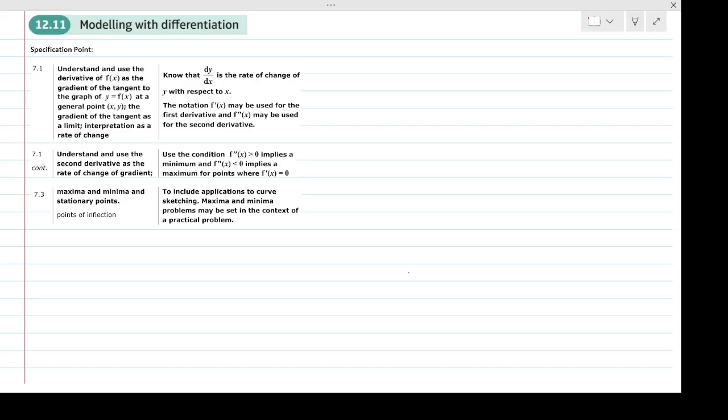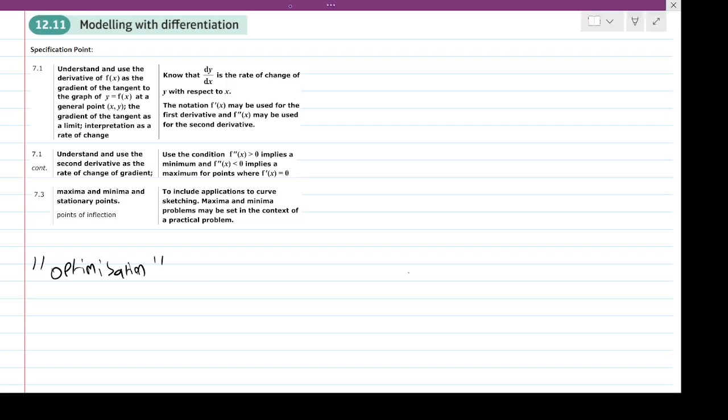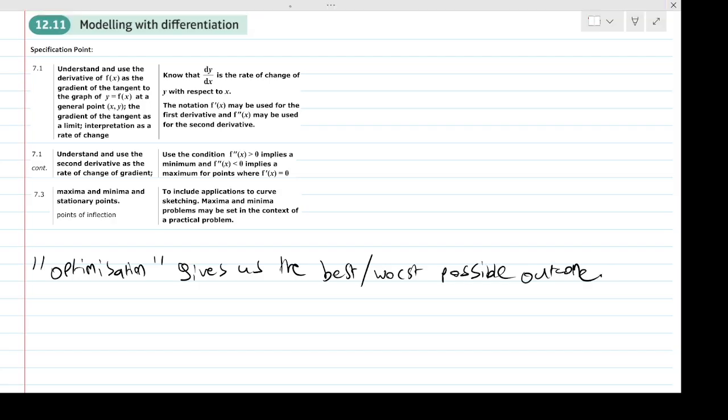And that leads into the idea of optimization. Optimization gives us the best possible, or even worst really, or the worst possible outcome of something. So, for example, optimization could be to optimize a company's profits, or they want to minimize losses, or they want to minimize the time taken.